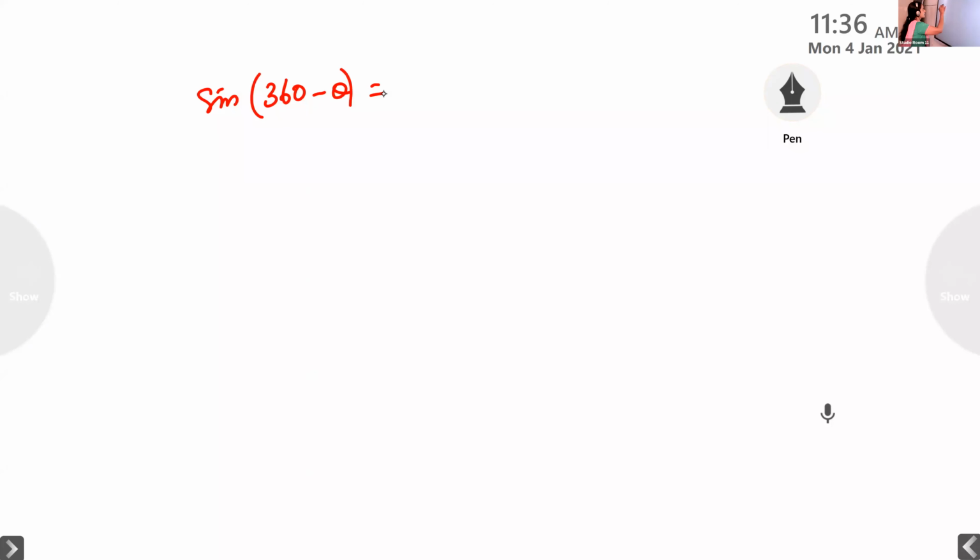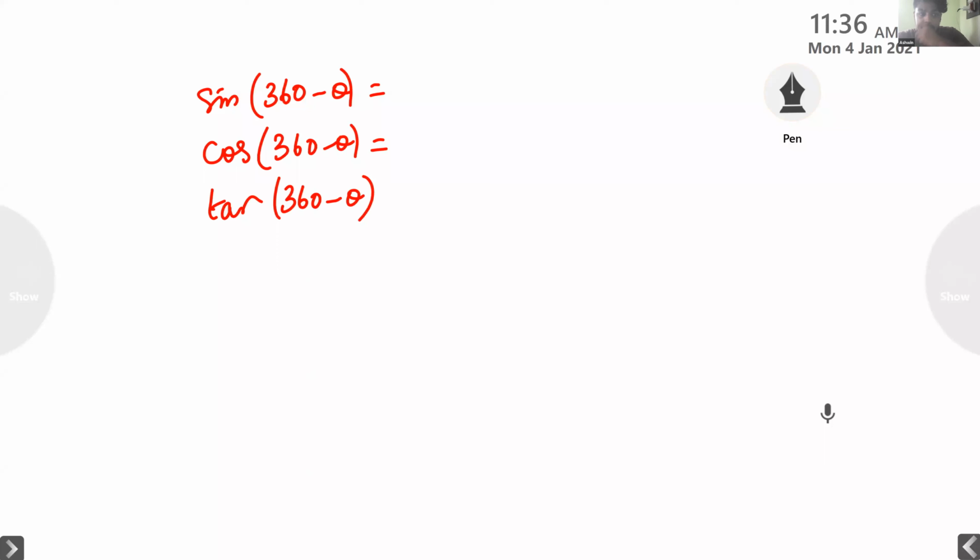What is sine of 360 minus theta? What is cos of 360 minus theta? Tell me, children, what is sine of 360 minus theta? Is it sine theta? Look, it is negative. From 360 we are reducing, so it will be coming in the fourth quadrant. So it is minus sine theta.